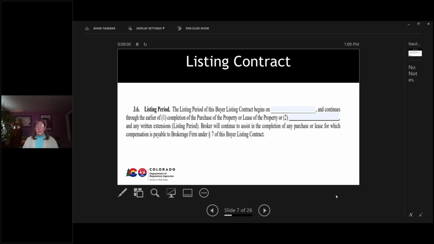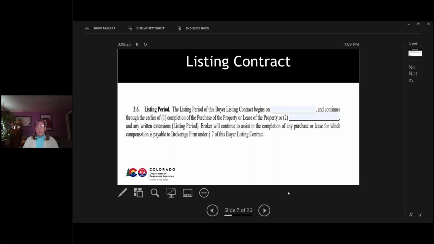If you're not really familiar with the broker or you're not sure of their abilities, you may not want to have a very long listing period just because you will be stuck with that broker for that period of time. And if you decide that this is not a good fit for you and you're trapped in a 9-month listing agreement, that may be 9 months of torture for you. So you may want to have a shorter listing period.